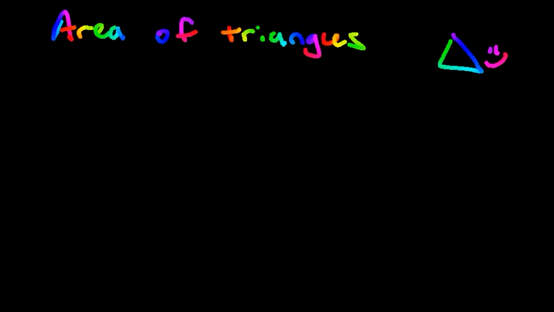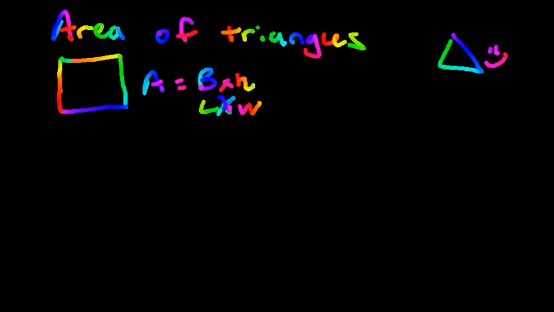Hey everybody, today we are going to be learning about area of triangles. So earlier we learned that the area of a square is area equals base times height, or area equals length times width. So what does this have in common with a triangle?